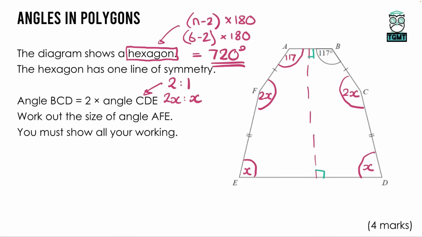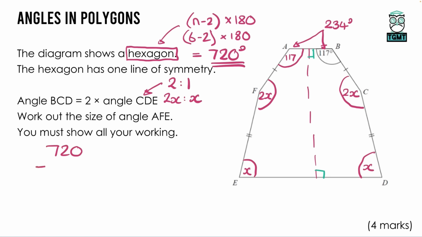We just need to find what's left. Now the only angles we know are these 117 degrees at the top. And if we add both of those together, that gives us 234 degrees. So if I start by taking that away from my 720, so 720 take away 234, I'm going to have to do some borrowing for this.